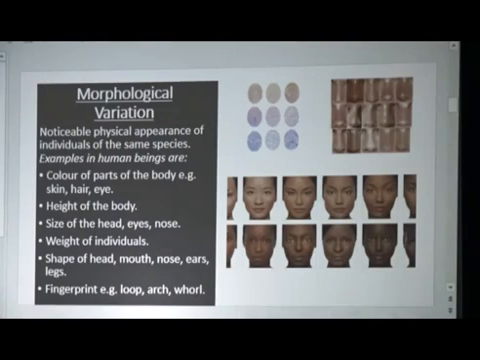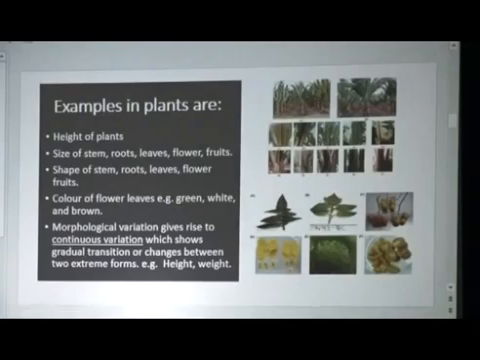In plants, we also have morphological variation. These are the height of plants. We have some plants that are tall, we have some that are short. Size and shape of the stem, the roots, the leaves, flower, fruits. Color of the flower, of the leaves.